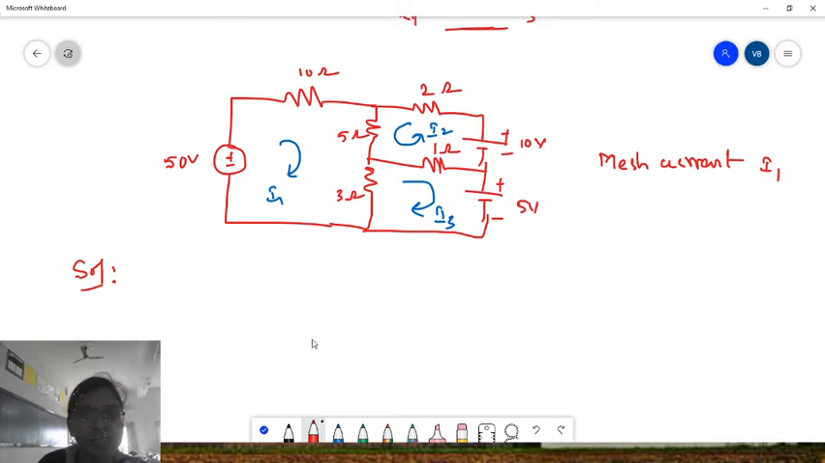So write the loop equations. Whenever you write the loop equations, first observe the current direction. If the current is entering at the negative terminal of the voltage source, then you should take that source as positive. If the current is entering at the positive terminal of the voltage source, then you need to consider it as negative. So first I am going to write this equation, for I1. The current is entering at the negative terminal, so we should take it as positive.